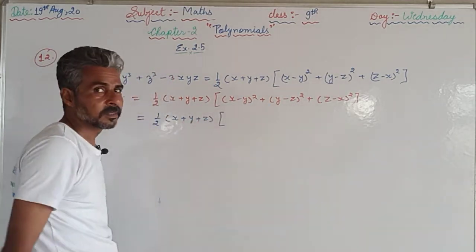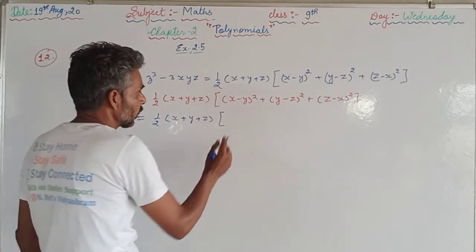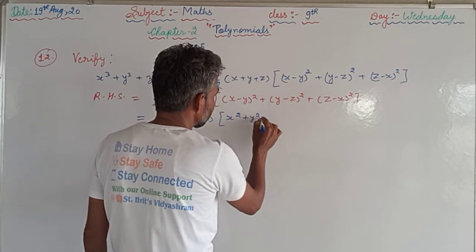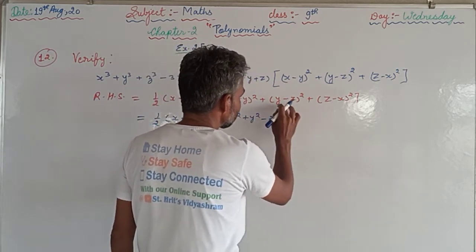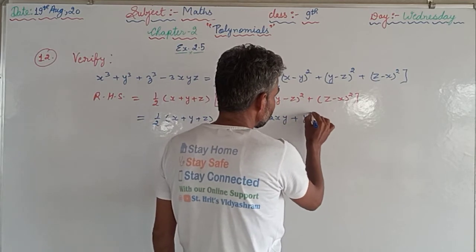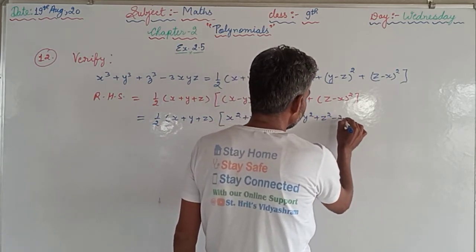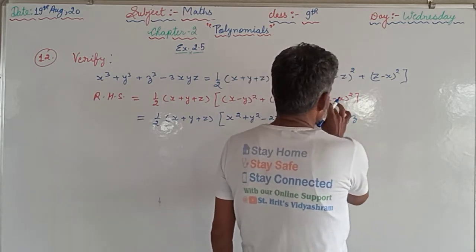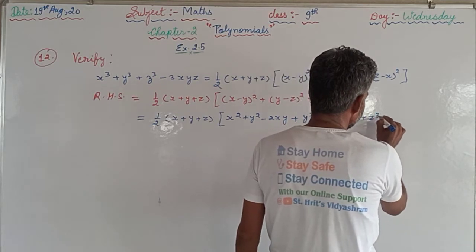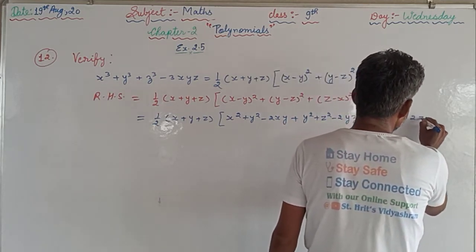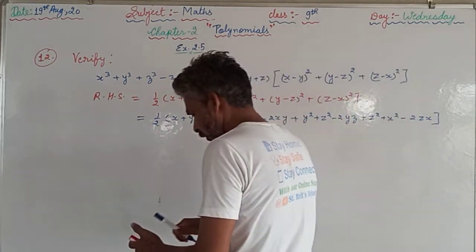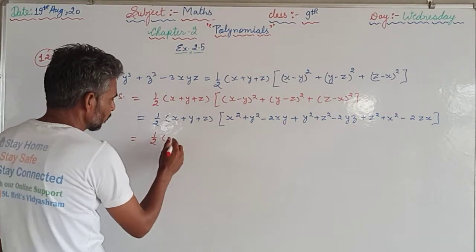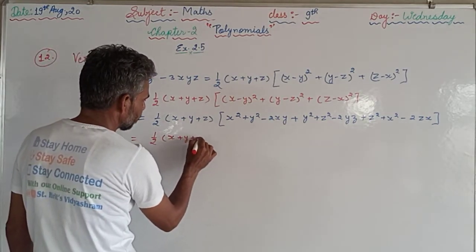Now we are supposed to open the inner brackets. (a minus b) whole square, that is (x minus y) whole square, is x square plus y square minus 2xy. At the same time (y minus z) whole square is y square plus z square minus 2yz. And (z minus x) whole square is z square plus x square minus 2zx. Now again we write the same thing, half, we cannot solve it further, so it is written as x plus y plus z.